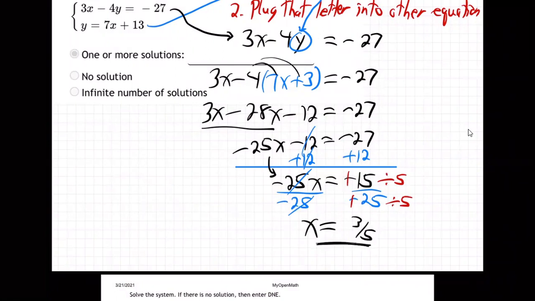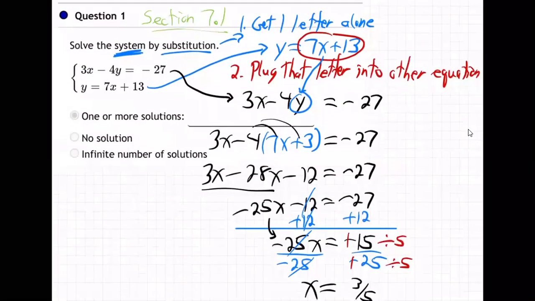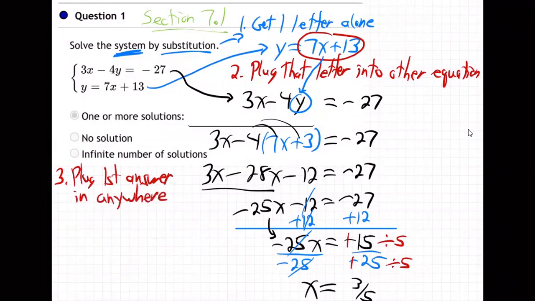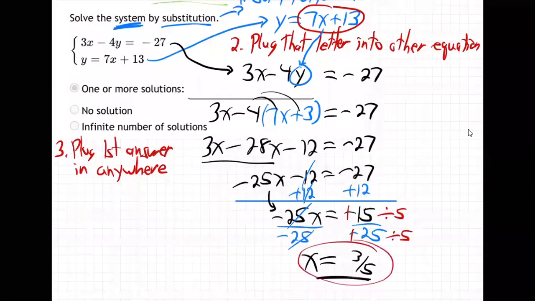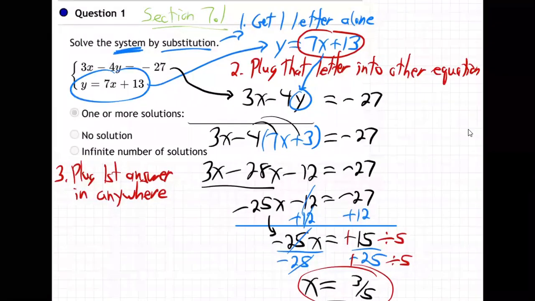So we got x. And so now, step one, get one letter alone. Step two, plug that letter into the other equation. And now for step 3, I'll come over here. Plug the first answer in anywhere. We got this first answer, x is 3/5. Plug that in anywhere you want. Well, the easiest place is going to be right here where y is already alone. So y equals 7x plus 13.